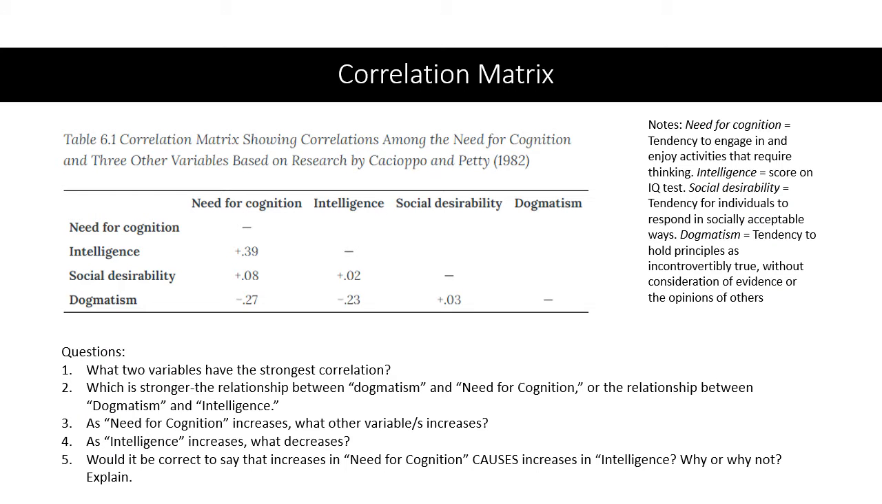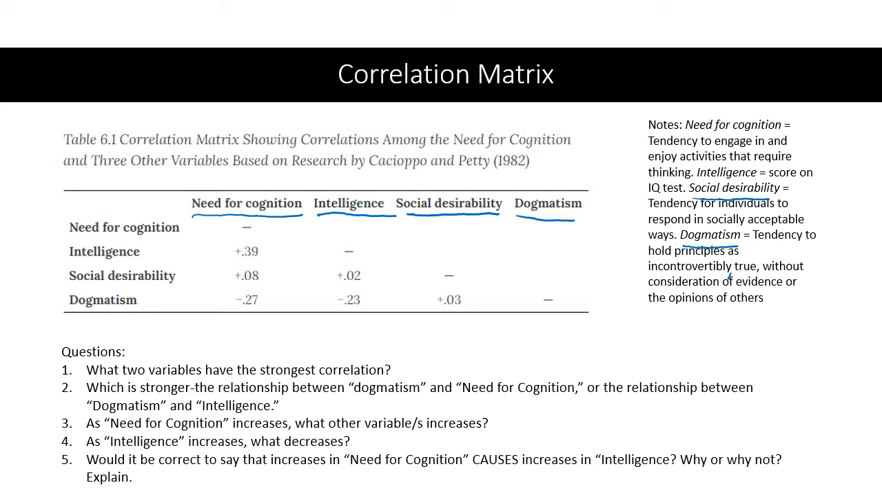So in this slide, you can see that we're looking at 4 variables. We have need for cognition, intelligence, social desirability, how much they want to be seen as socially desirable, and dogmatism. These terms are defined over here. Social desirability is the tendency for individuals to respond in socially acceptable ways. They want to be socially desirable. And dogmatism means that they tend to grasp on to things that they believe in and not listen to other people, just be kind of close-minded about it.